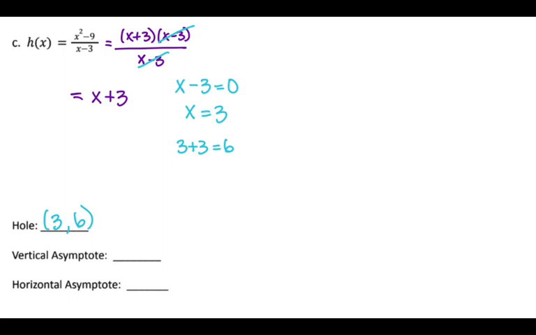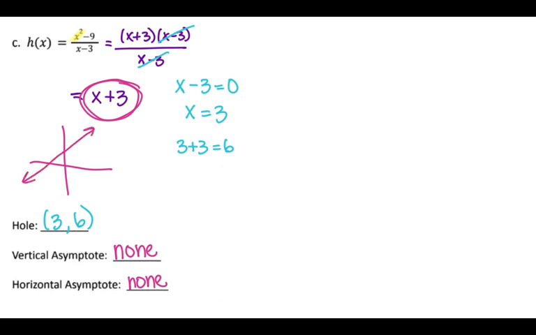Now for this one, I do not have any factors left over in the denominator, so I do not have a vertical asymptote. Also, for my horizontal asymptote, if I look at my dominant term, it is in my numerator. Dominant term in the numerator means I do not have a horizontal asymptote. And also, if you were to graph this, right here is a linear function. Linear functions do not have asymptotes. So your graph would look something like this, just a straight line, no asymptotes.